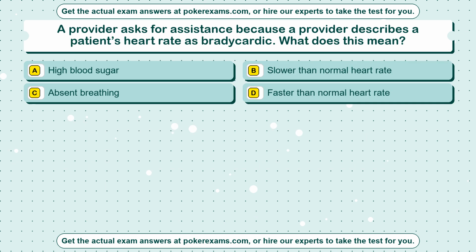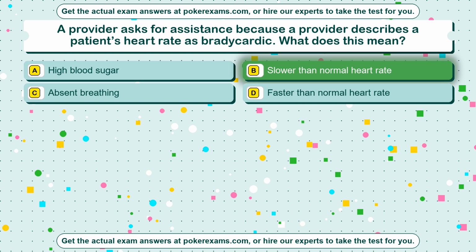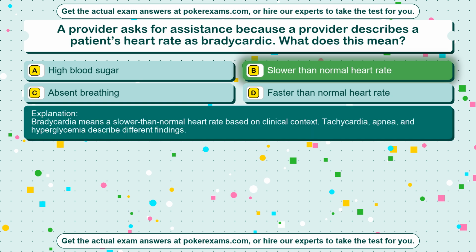Question 52. A provider asks for assistance because a provider describes a patient's heart rate as bradycardic. What does this mean? Option A, high blood sugar. Option B, slower than normal heart rate. Option C, absent breathing. Option D, faster than normal heart rate. The correct answer is option B, slower than normal heart rate. Bradycardia means a slower than normal heart rate based on clinical context. Tachycardia, apnea, and hyperglycemia describe different findings.